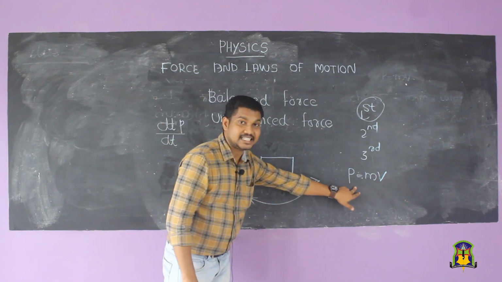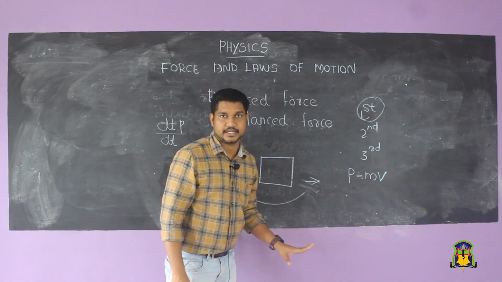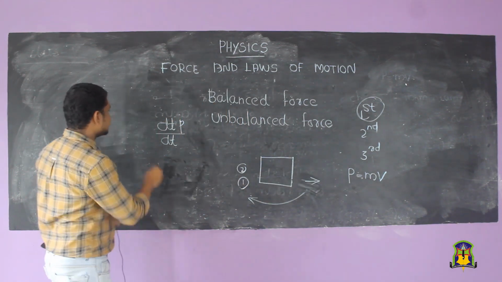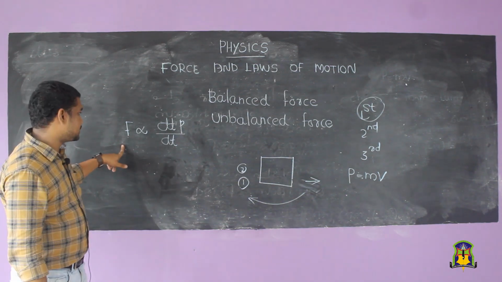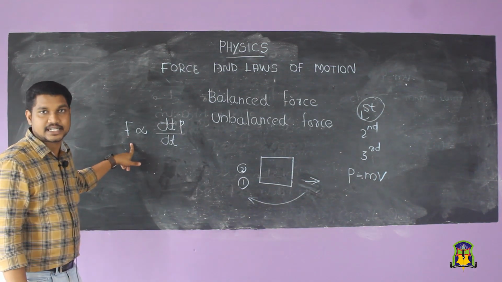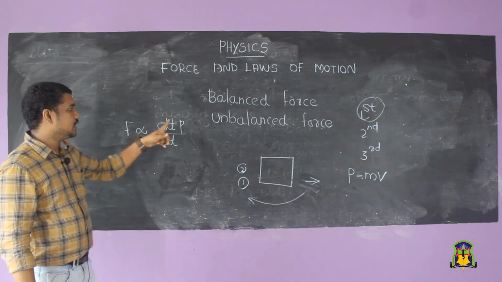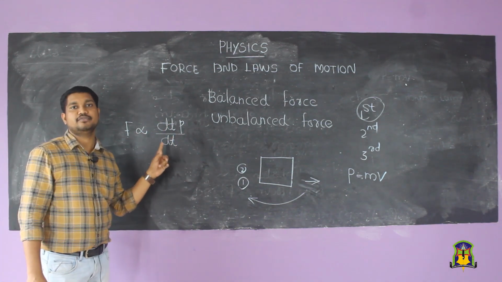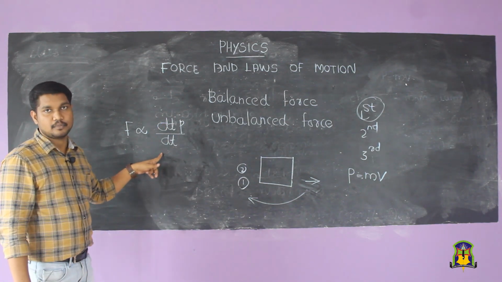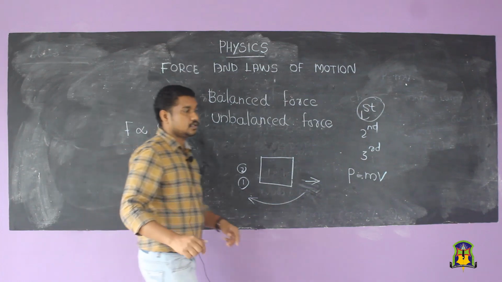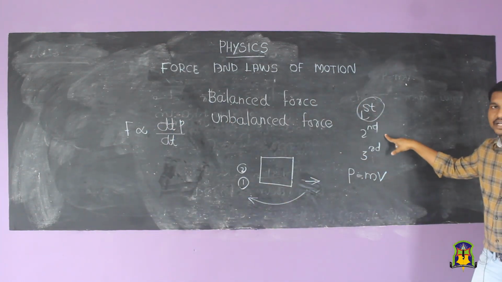Momentum is defined as the product of mass and velocity. And the second law states that F is proportional to the rate of change of momentum. What is F? F means the applied unbalanced external force, which is always directly proportional to the rate of change of momentum. Clear? Both laws clear. So once again, first law, second law.